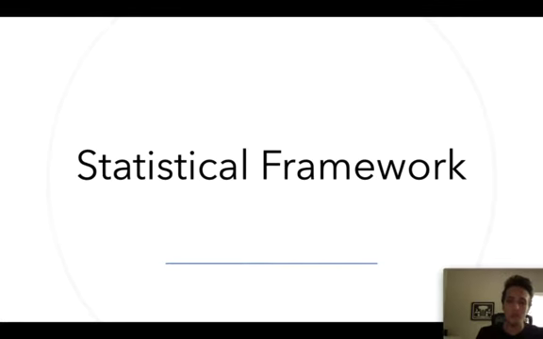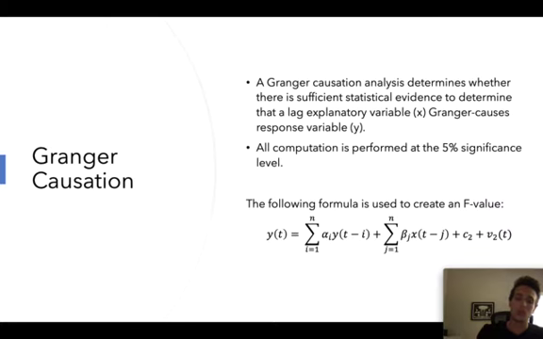Now we're going to talk a bit about the statistical framework, the Granger Causality test, and the dynamic linear models. First, a note on Granger causation. Granger causation is an analysis that determines whether there is sufficient statistical evidence to determine that lag explanatory variable X Granger causes response variable Y.